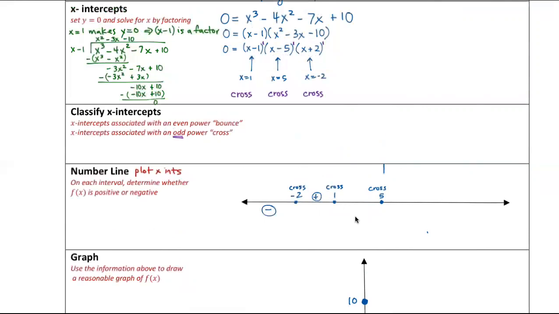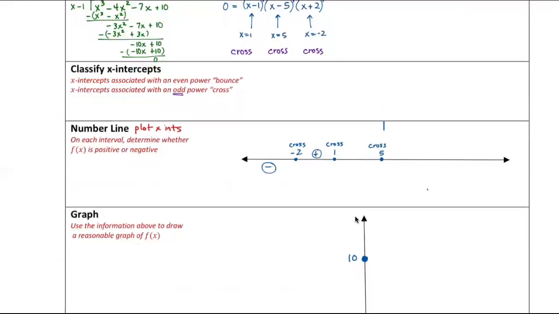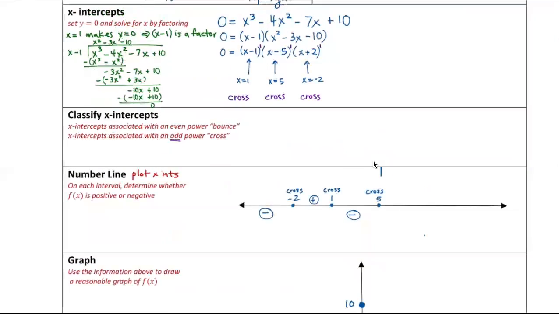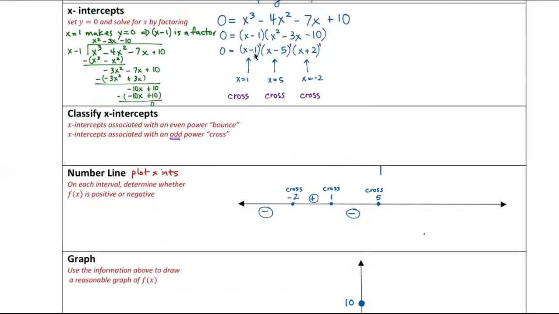So my guess here is that this is going to be a negative, but let's just verify that that's true. So pick some number in this interval that's your favorite. Let's go with 2 and plug it in. 2 minus 1 is positive. 2 minus 5 is negative. 2 plus 2 is positive. So we've got positive, negative, positive. It gives this a negative.